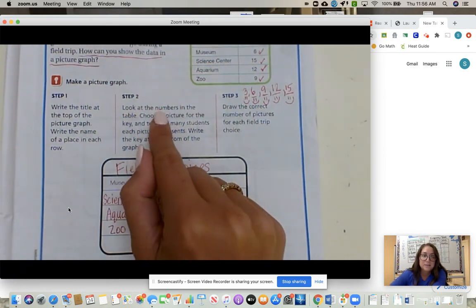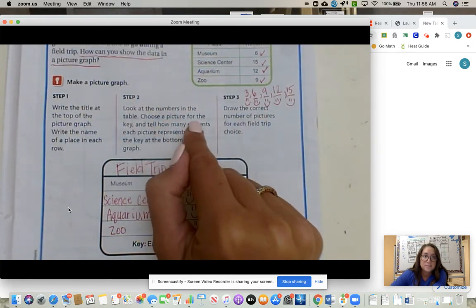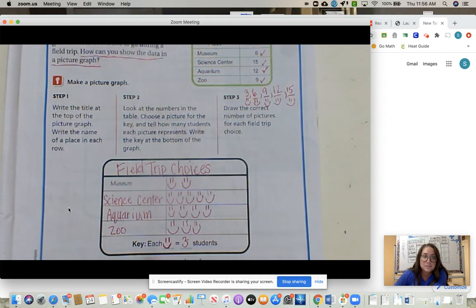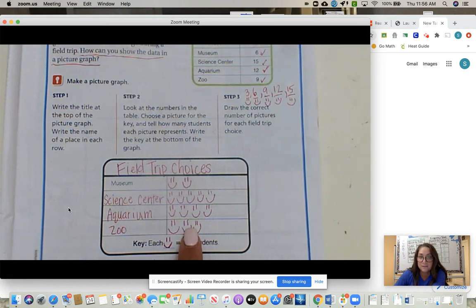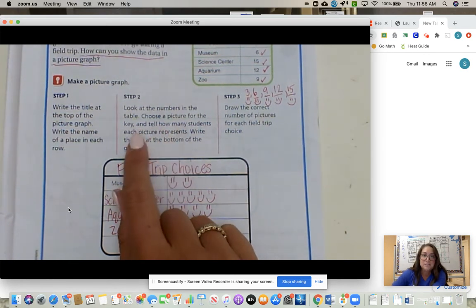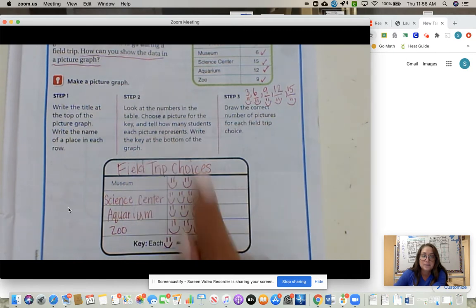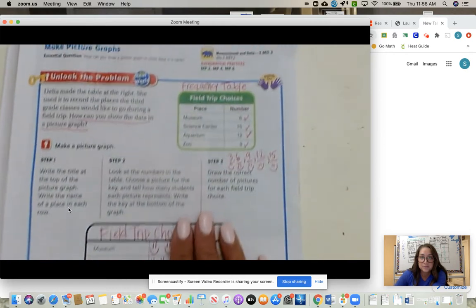Next step is to look at the numbers in the table. So we look at our numbers and choose a picture for the key. I chose a smiley face, so I put each smiley face. This is my symbol. You can choose what you want, but they all have to stay the same. If you choose a smiley face, every picture in here is a smiley face. And tell how many students each picture represents. We chose 3. Now let me show you how we chose 3.